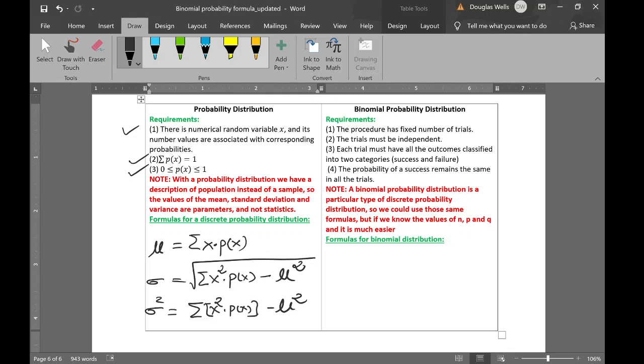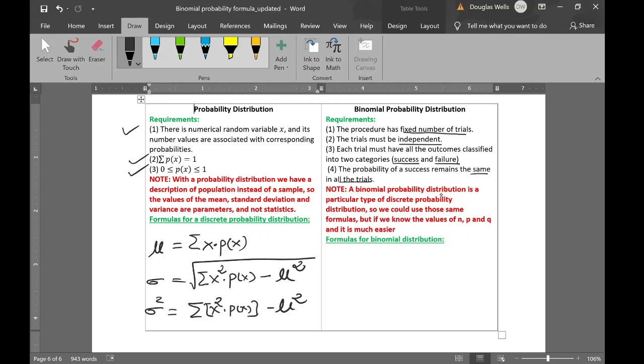Let's go next here on this side. Binomial probability distribution. 4 important requirements: a fixed number of trials, trials must be independent, each trial has an outcome classified into 2 categories, success and failure, and the probability of a success remains the same in all the trials.